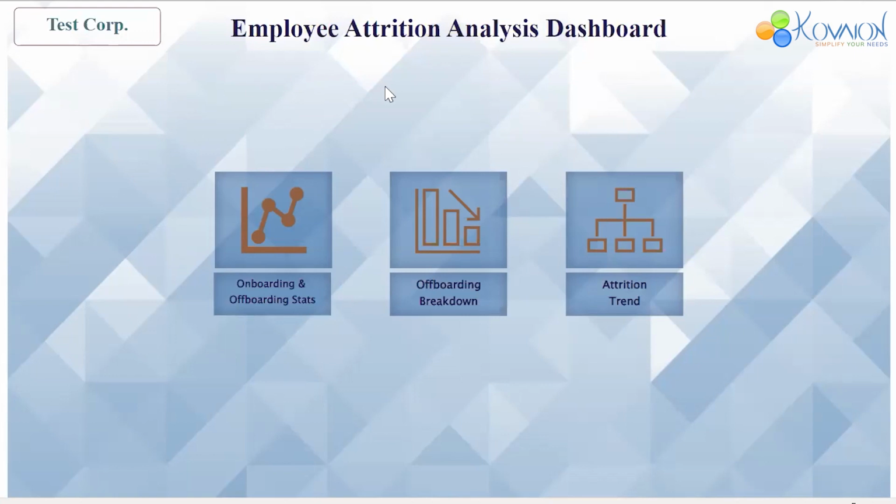Then we will go into the next screen, which is a decomposition tree, the offboarding breakdown, from where we could slice and dice based on various dimensions and see where exactly the attrition is coming from. And to substantiate, we could finalize on the focus group, the target group here. Then we can jump on to the third screen, which is Attrition Trend, which can give us much more details about the target group to substantiate our claims. So let's start with onboarding and offboarding stats.